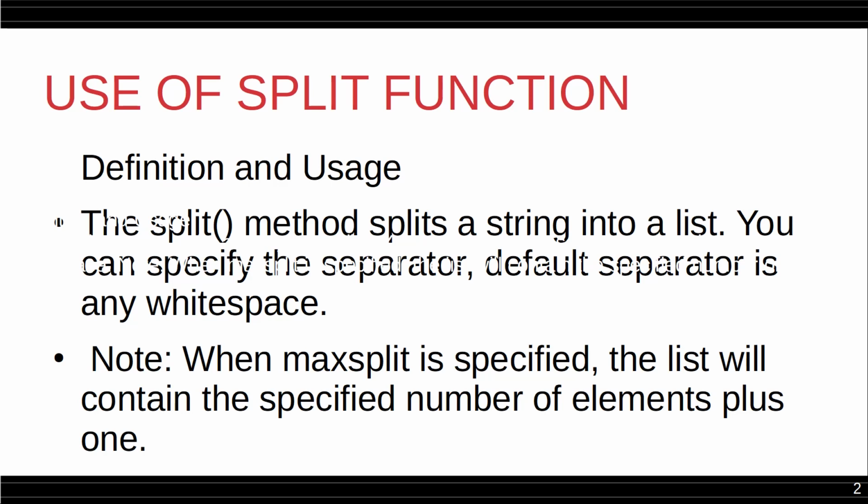Suppose there is a sentence called Jai Hind Bharat. There is a space in between the three words. So there are only two spaces in the sentence, and 2 plus 1. So when we count Jai Hind Bharat, we get three words. So three is the output. Let us see how to write the code in Python.